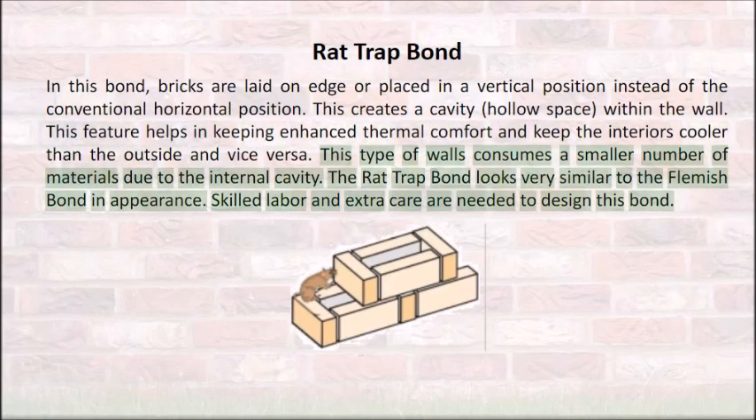This type of wall consumes a smaller number of materials due to the internal cavity. The rat trap bond looks very similar to the Flemish bond in appearance. Skilled labor and extra care are needed to design this bond.